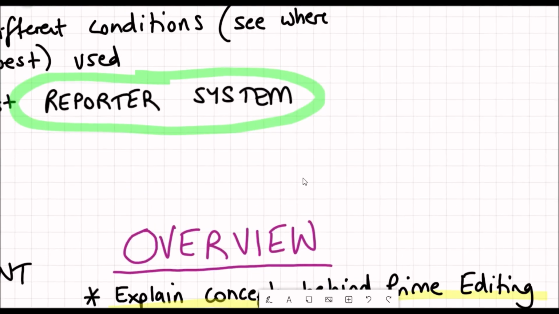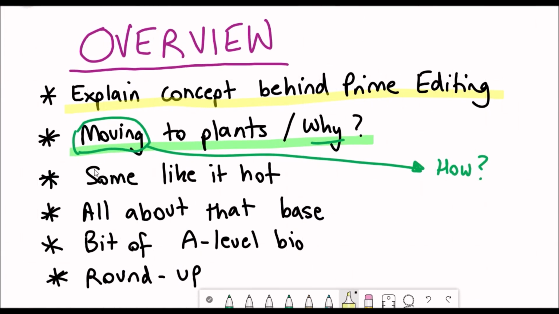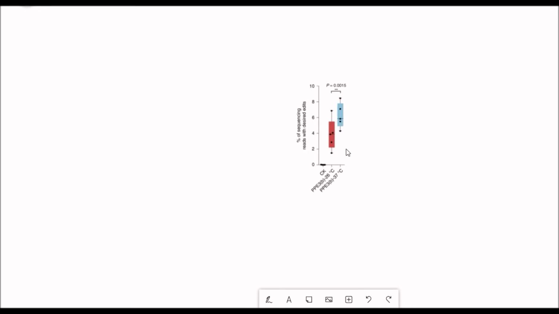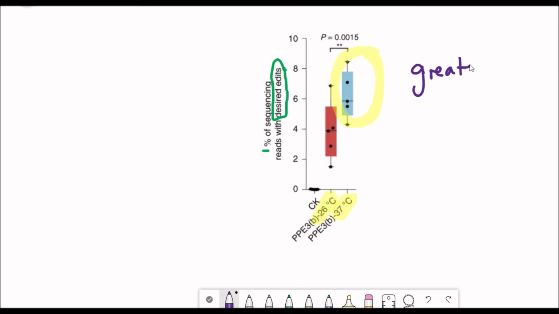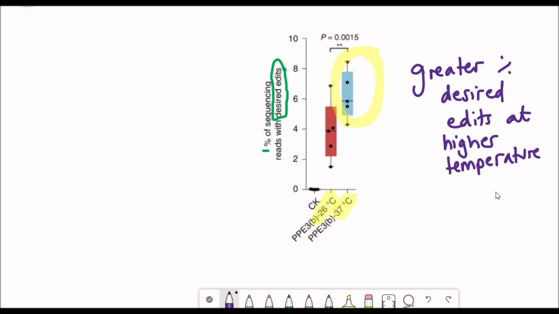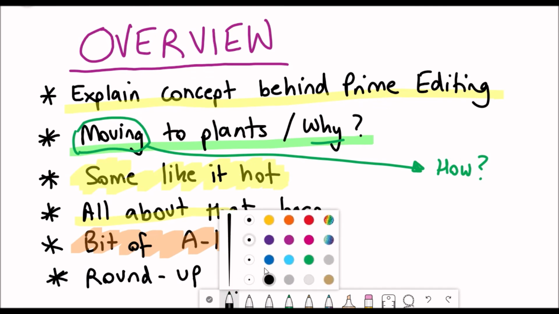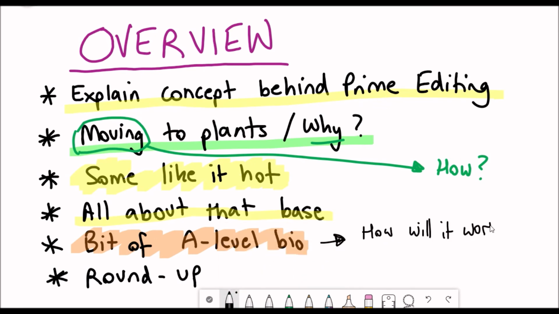So we've now talked all about that base, and now it's time to move on to some like it's hot. So in addition to optimizing the editing of the core components of the system, they also tested the editing conditions, and one thing they tested was the temperature. And so, as you can see in this figure here, they saw a greater percentage of desired edits at a higher temperature. So, some like it's hot, I guess. A bit unnecessary. Anyway, now on to a bit of A-level biology.